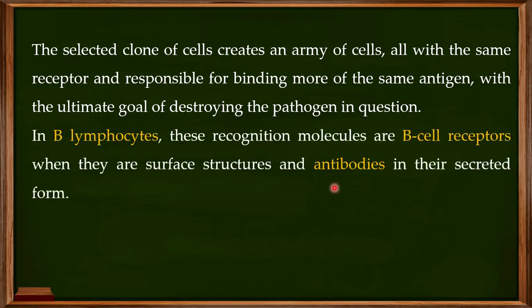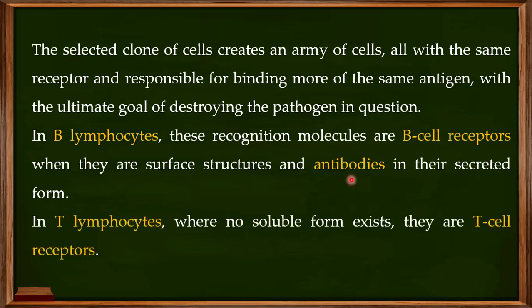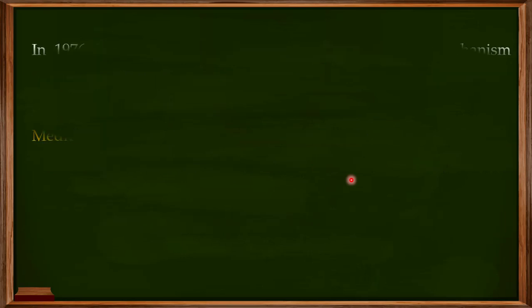Now, in B lymphocytes, these recognition molecules, most of the time, are the B cell receptors. When they are present on the surface of the B cells, we call them the B cell receptor. But in some cases, these recognition molecules are in their secreted form, and in their secreted form, they are known as antibodies. When you talk about the T cells, there is no soluble form of these recognition molecules. Therefore, they are called the T cell receptors.